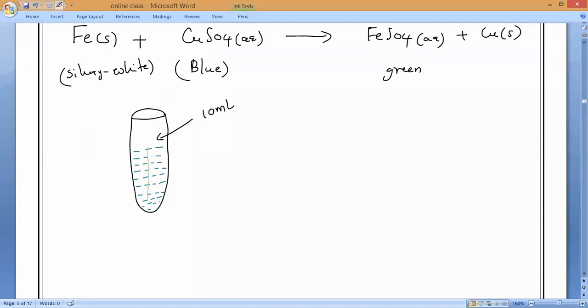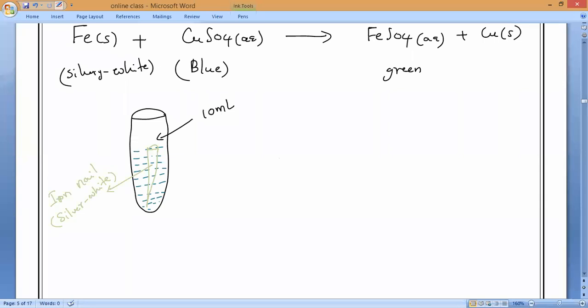What have I done, guys? I have dropped the iron nail inside. So this is the iron nail. What is the color of the iron nail? Silvery white. Okay, silvery white color. Iron nail alone.